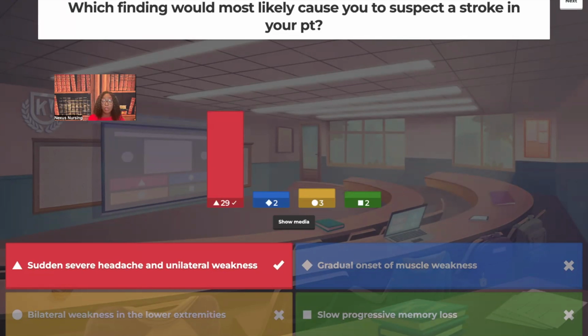Now let's look at the wrong answer choices. I'm so happy most of you guys chose the correct answer. Gradual onset of muscle weakness. When you see that, what should you be thinking about? Most likely myasthenia gravis. How about bilateral weakness in the lower extremities? When you see that, you should be thinking maybe something like Guillain-Barré syndrome. And last, slow progressive memory loss. With that, you should be suspecting what? Dementia, right? But when it comes to that patient with a sudden severe unilateral weakness, you should be thinking of a stroke. How are you guys doing on the live?